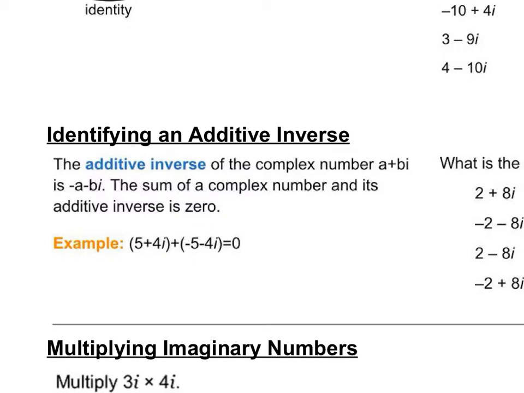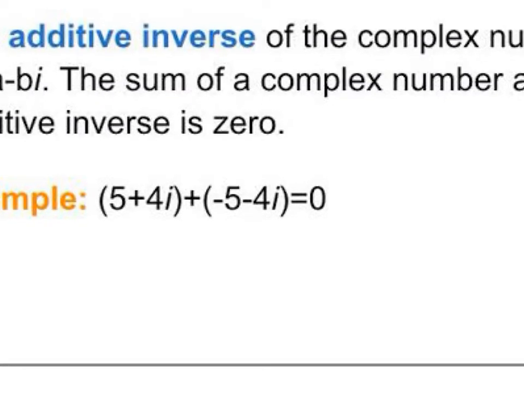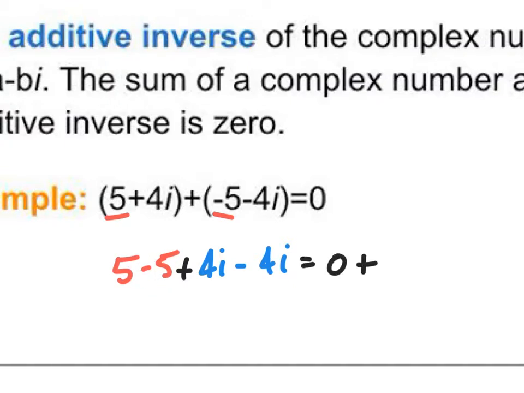Let's just do that one real quick. So if we had 5 minus 5, okay, and then plus 4i minus 4i, okay, this part here would add to 0. So you just get 0, and then plus this part here would also add to 0. So you're just going to get a value of 0.